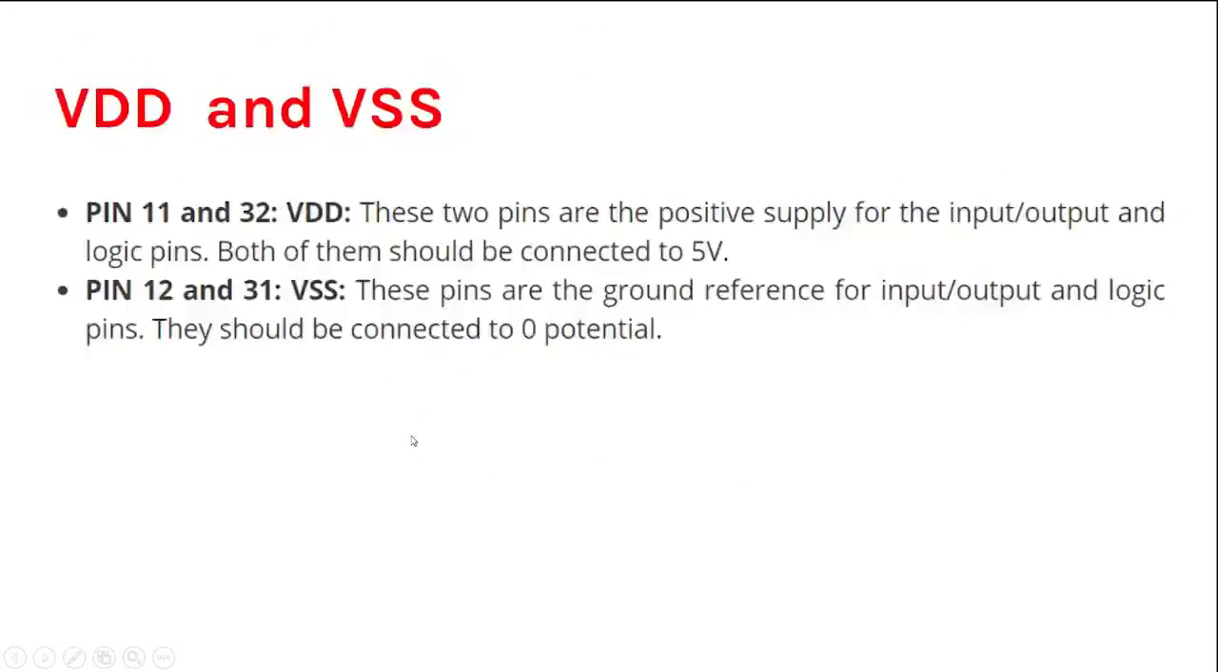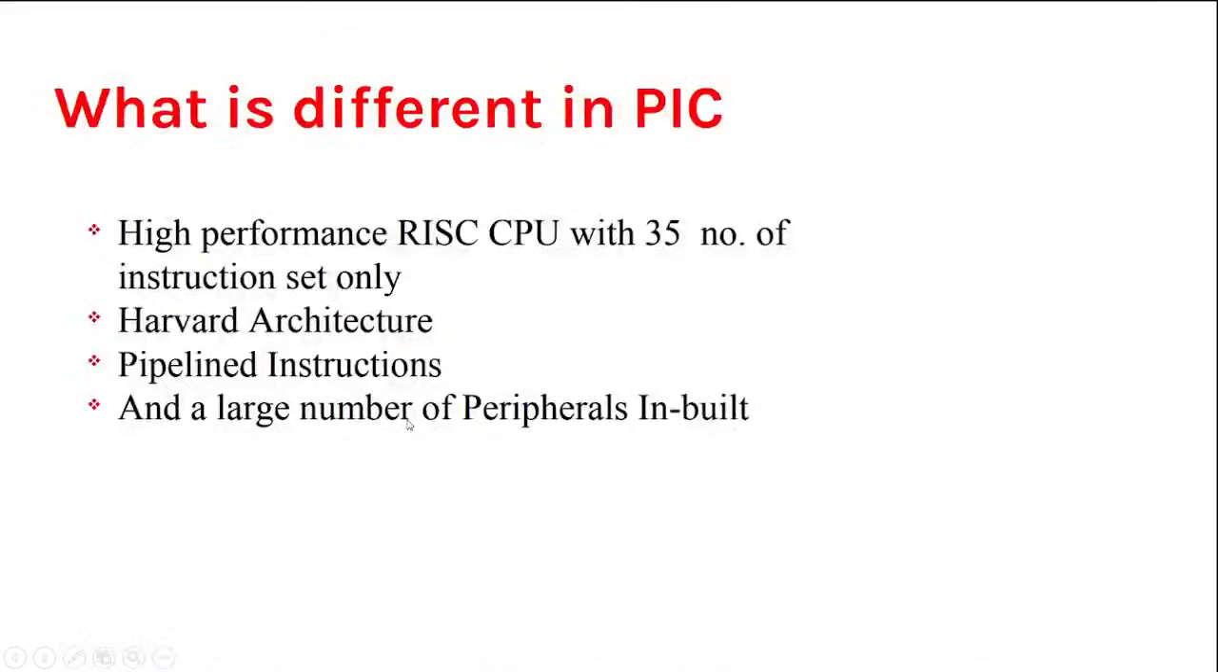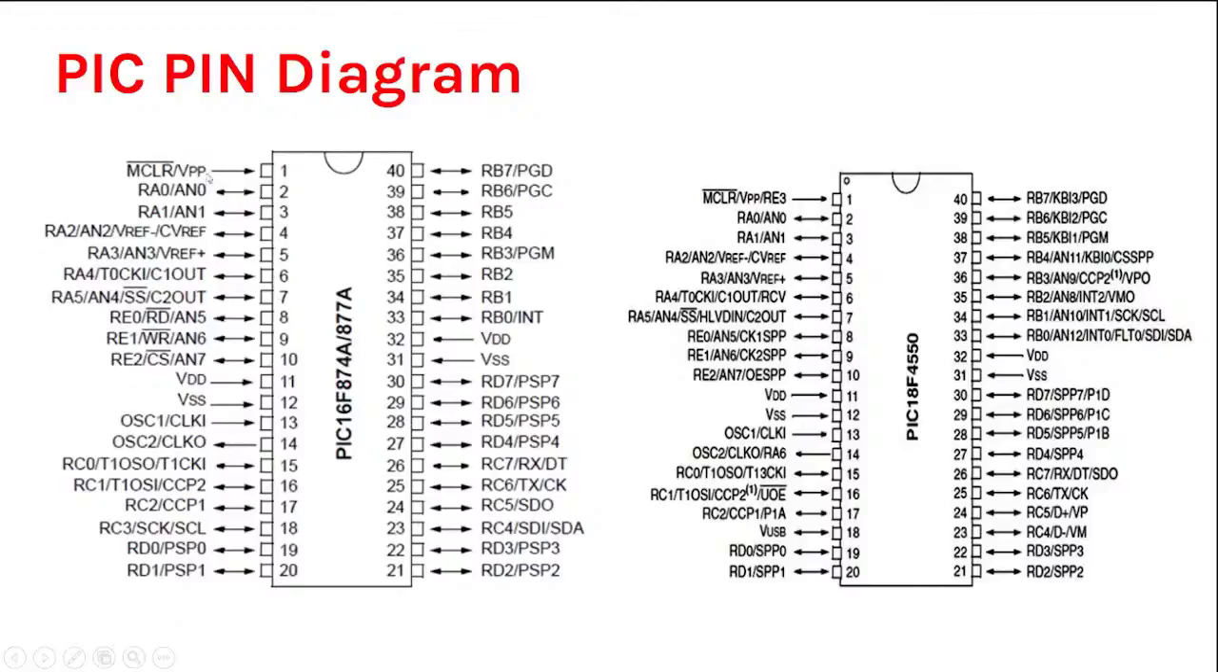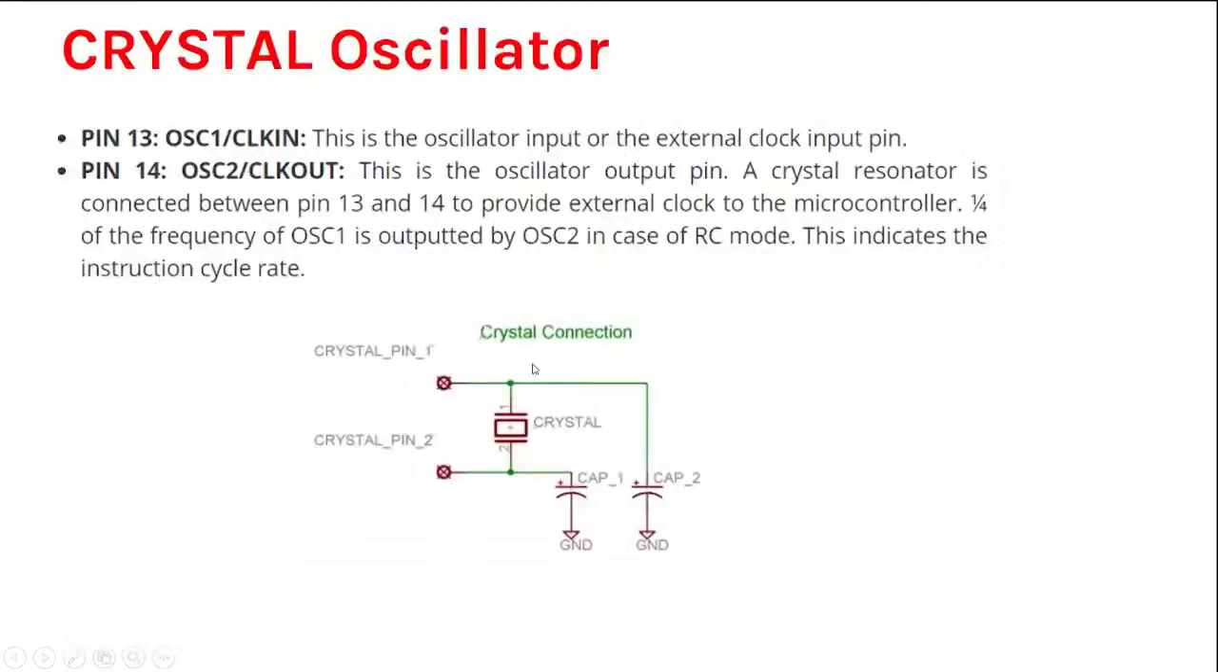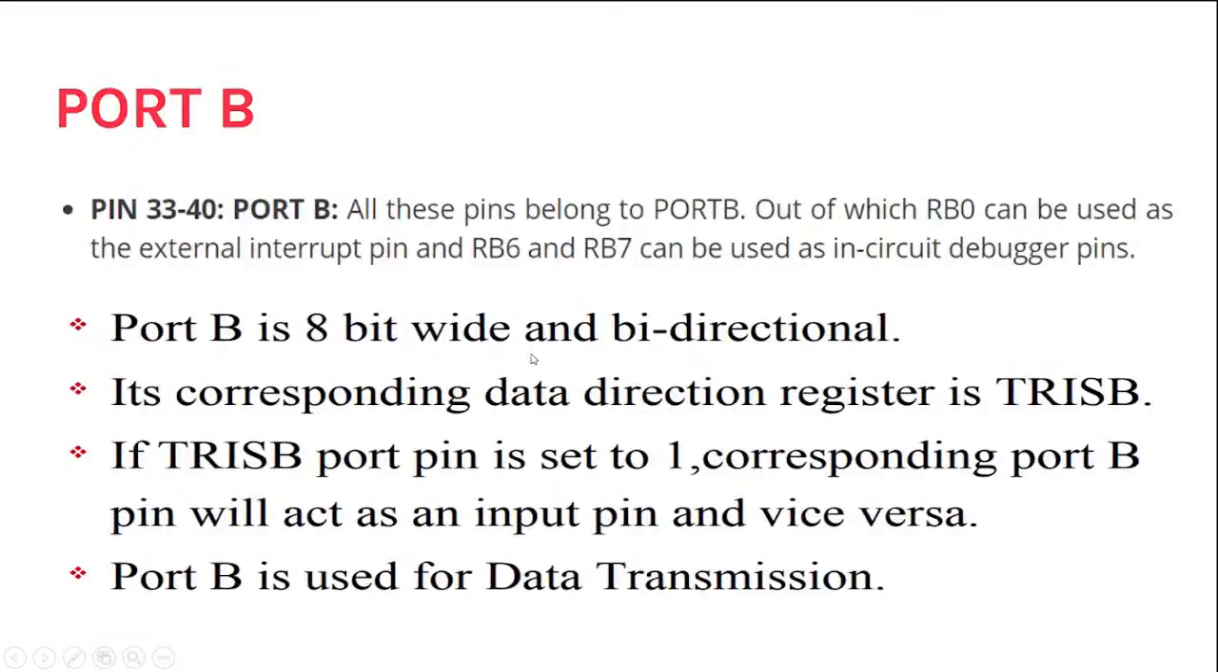If you check the pin details, we have covered port A, port E, and port C. And port D is pins 19, 20, 21, 22, 27, 28, 29 and 30. Yes, port D, and then we have port B.